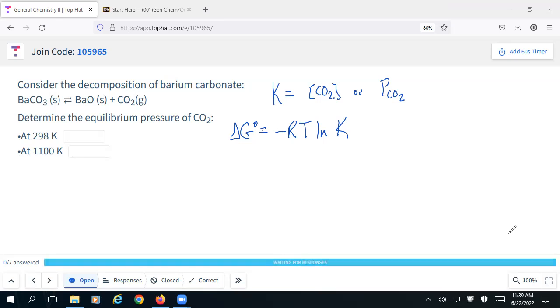But we're going to have to find the delta G first from the formation values. So there's two parts to this question. All right, go ahead and think on that. Work on that a little bit. We'll come back in a few minutes and review it. And that's the last problem in the chapter.